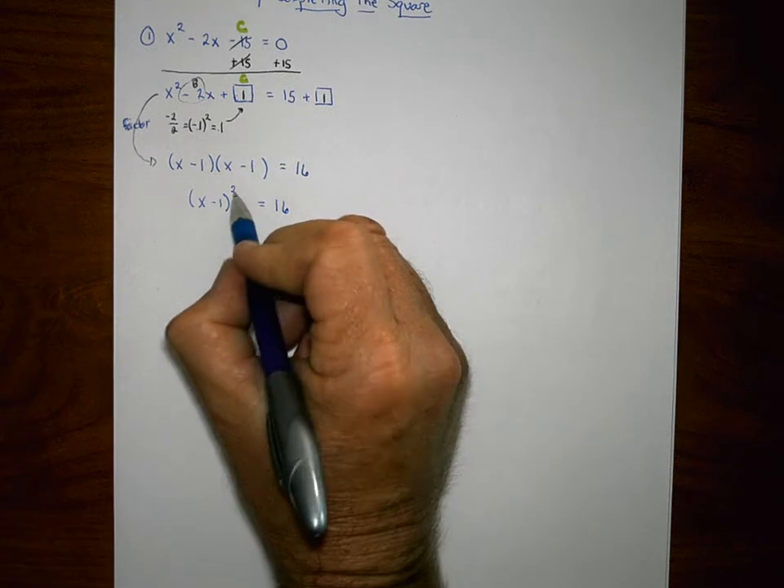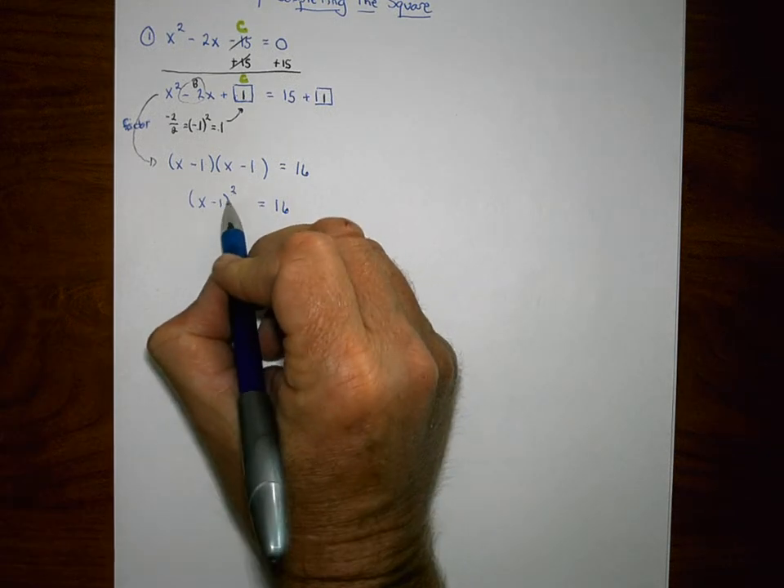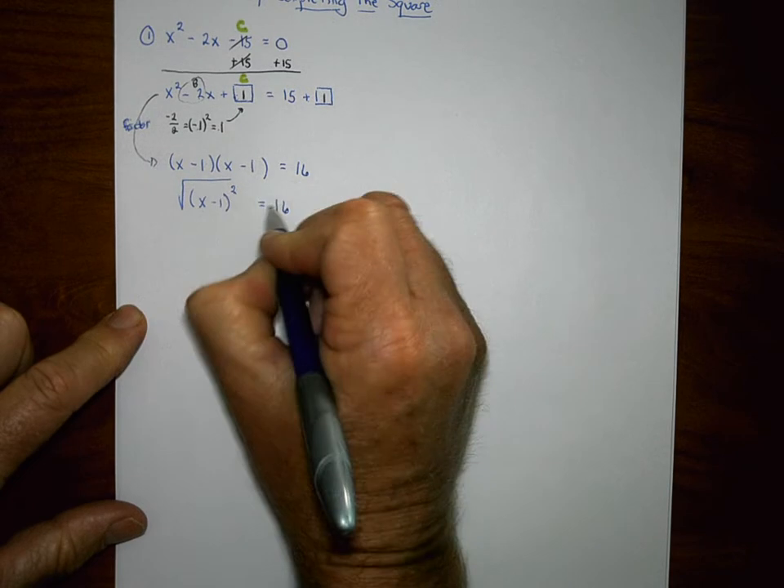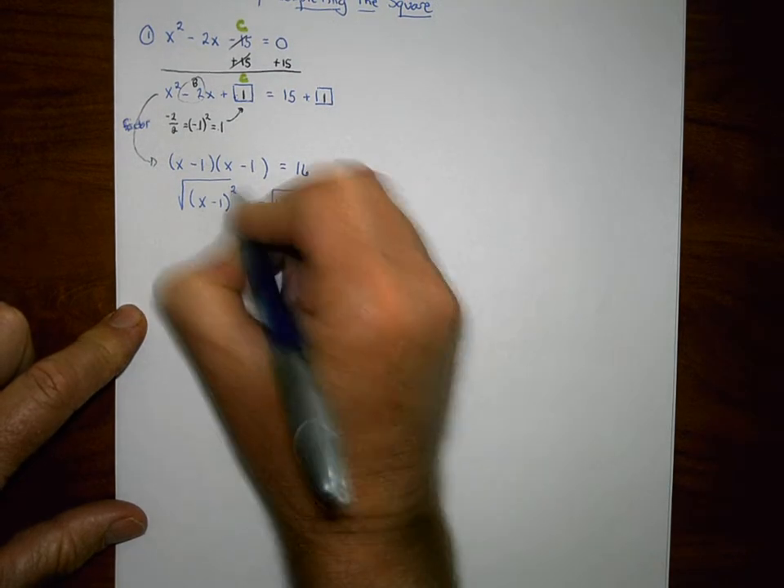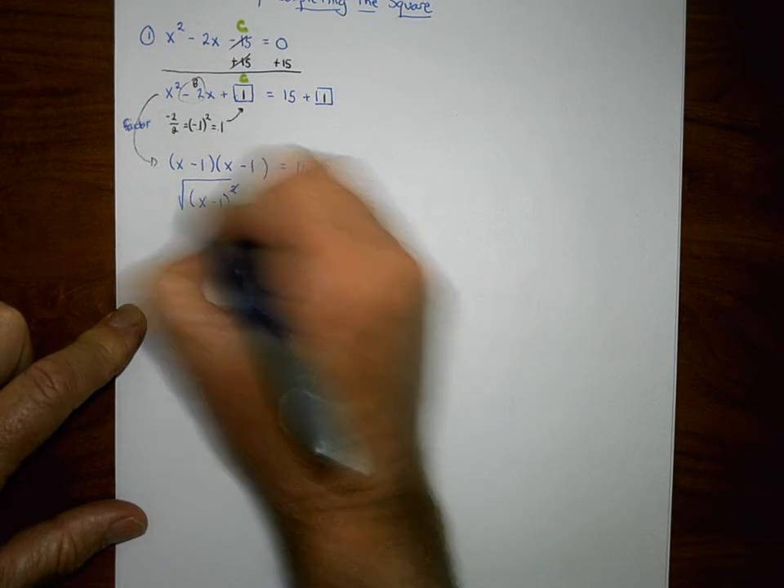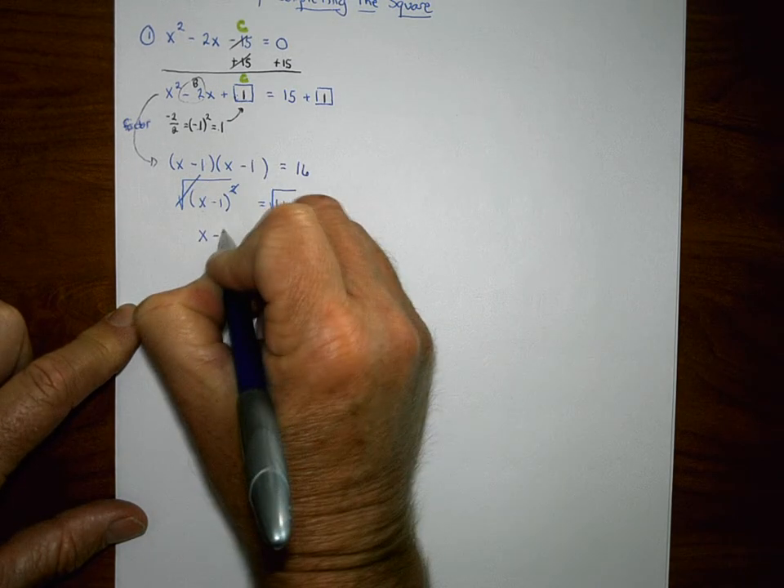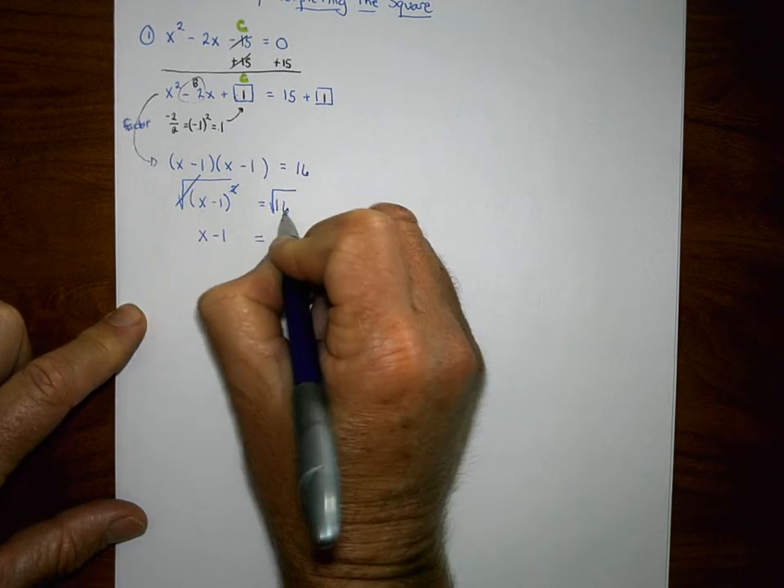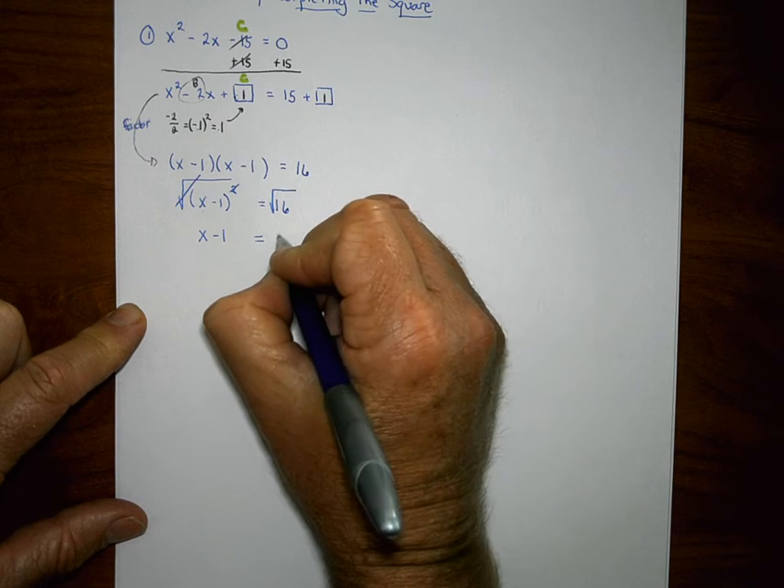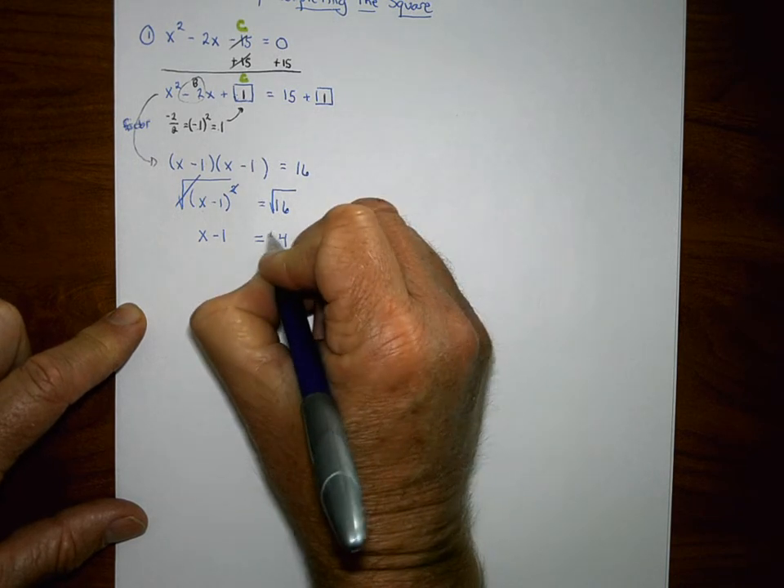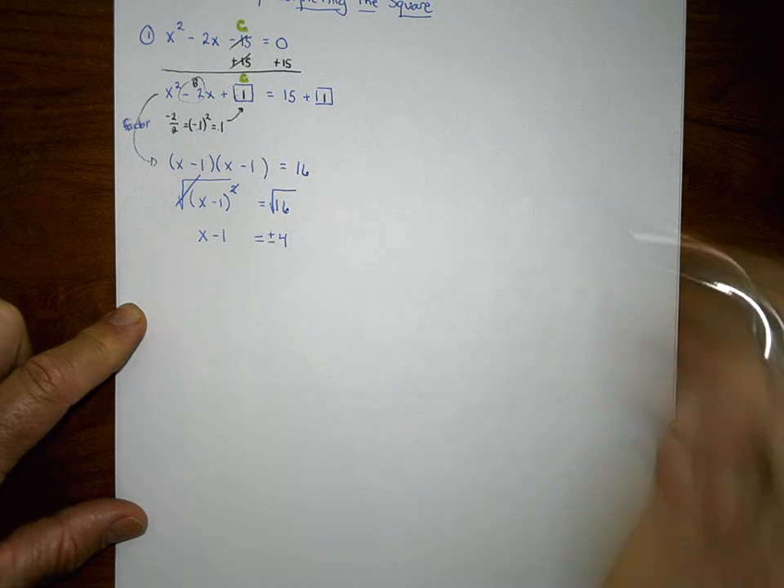First, what's the opposite of an exponent of 2? I'm going to square root both sides of the equation. Why do I do that? Well, that exponent of 2 would cancel out the square root symbol, and I'm left with x minus 1 is equal to, and what's the square root of 16? That is 4, but remember, it's not just 4, it's positive 4 or negative 4.